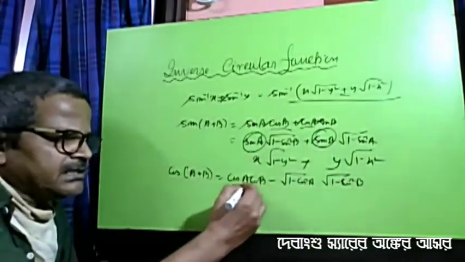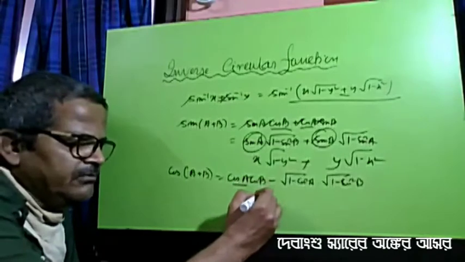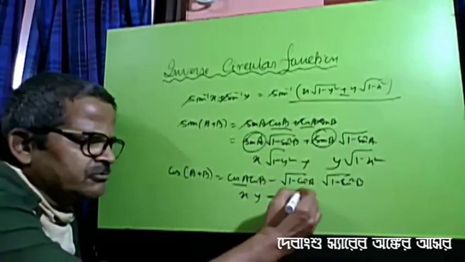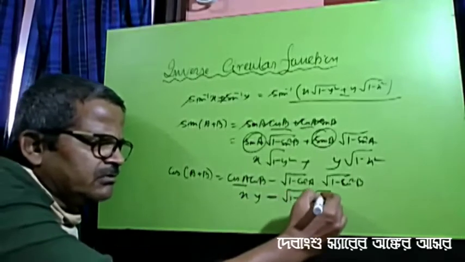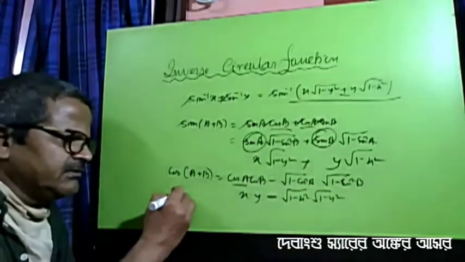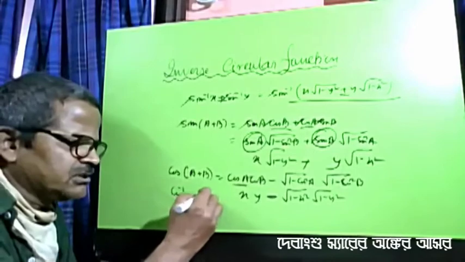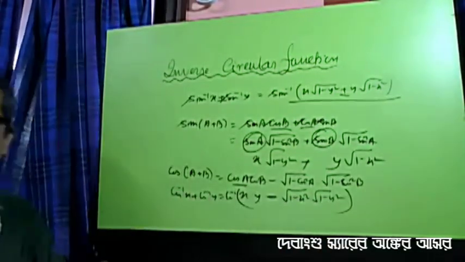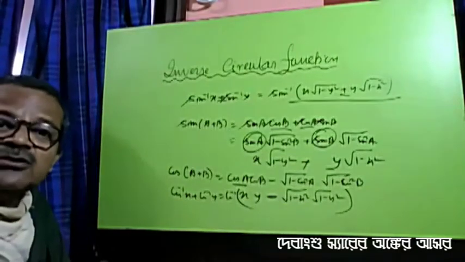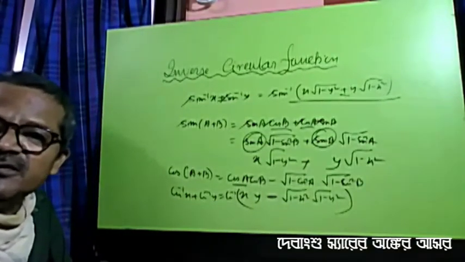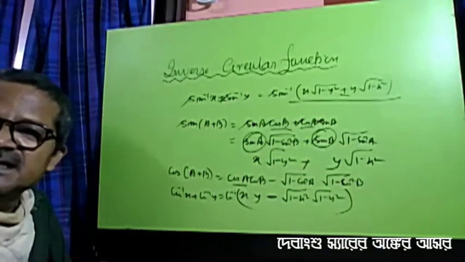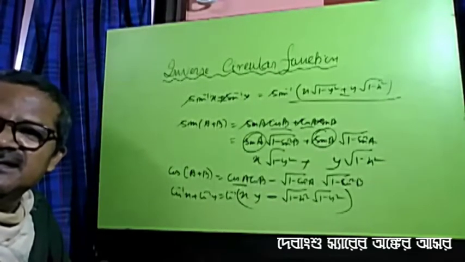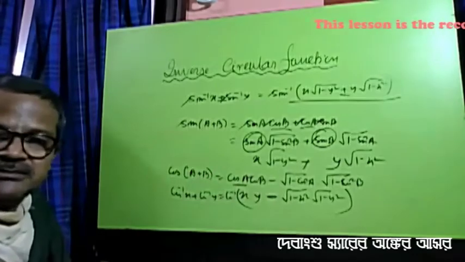So you have to replace cos a by x, cos b by y. Then it comes minus root over 1 minus x square, root over 1 minus y square. That is our cos inverse x plus cos inverse y equal to cos inverse of that expression. This is the cos inverse x plus cos inverse y formula. Clear?